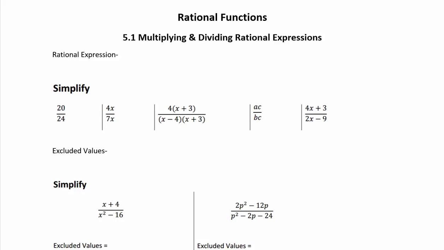Alright, you are watching the first section in Unit 5, Rational Functions. We are talking about 5.1, multiplying and dividing rational expressions. We have a couple things we got to talk about first. One is, what is the definition of a rational expression? It is basically an expression that has variables in a fraction.